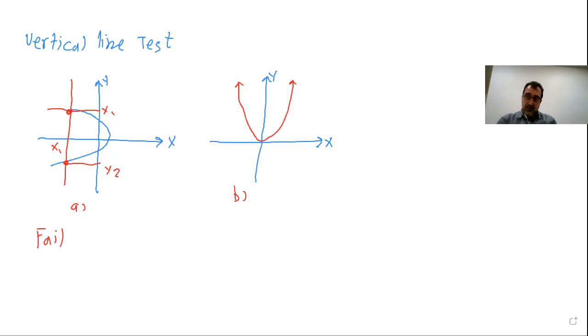What about graph B? Here, if we draw a vertical line, it only passes through the graph at only 1 point: one x, one y. We call this a function. That's all.